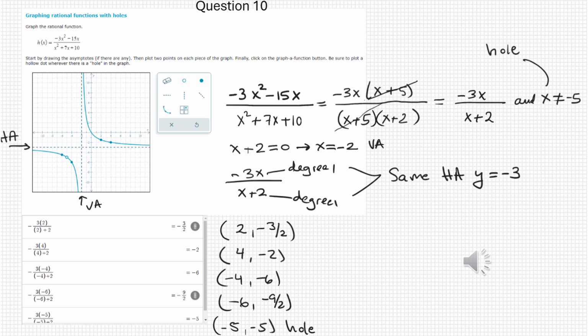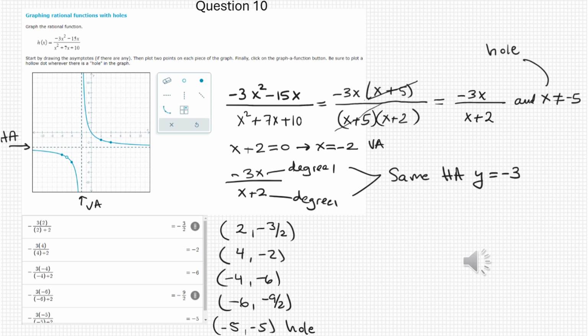Okay, entonces now calculate. You put the function, you replace, substitution, plugging in different values. I select 2, que the answer is negative 3/2. Select 4, que the answer is negative 2. This is just calculate. Select negative 4, que the answer is negative 6. Select negative 6, que the answer is negative 9 over 2.